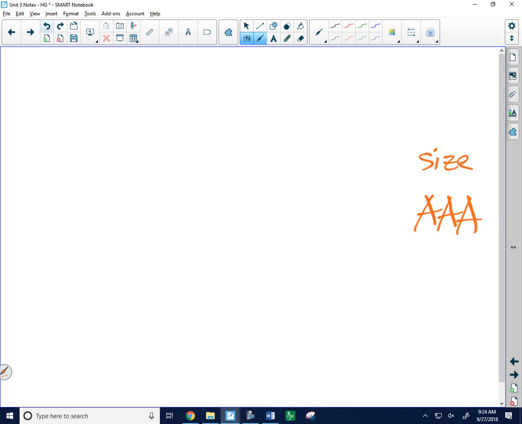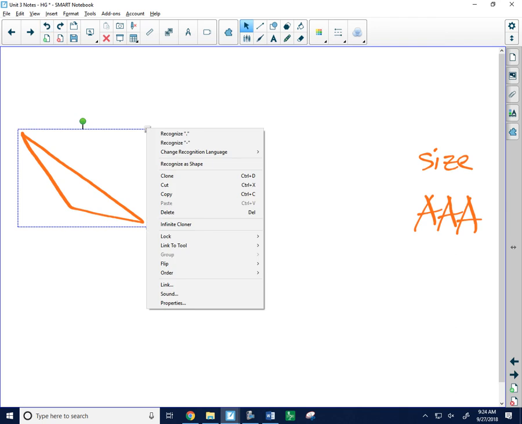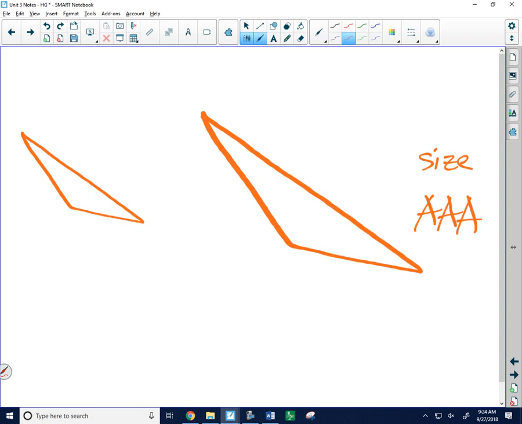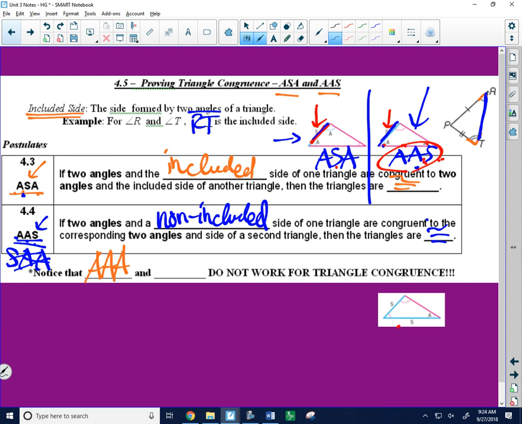I'll just draw that triangle. Okay, so I cloned it. I made it congruent. First of all, it's congruent. Then I changed the size. So the angles are still the same. Those angles are exactly the same and match up. So those triangles certainly will have 3 congruent angles, but they're not going to be congruent. They're different sizes. We would say they're similar. So AAA does work to show triangles are similar, but not congruent.